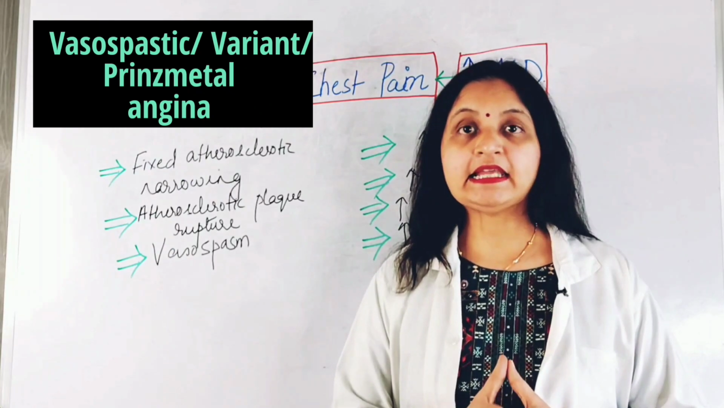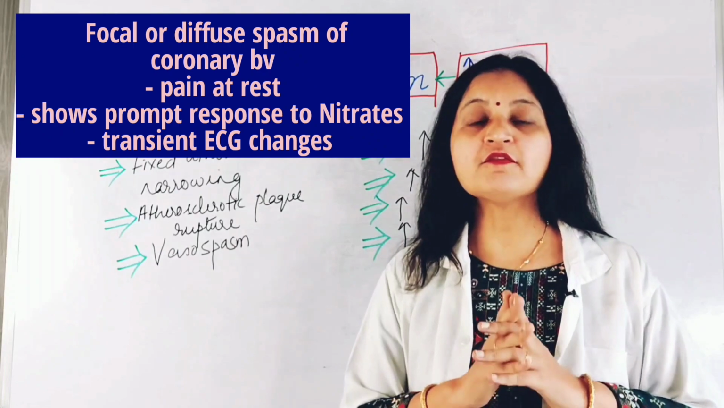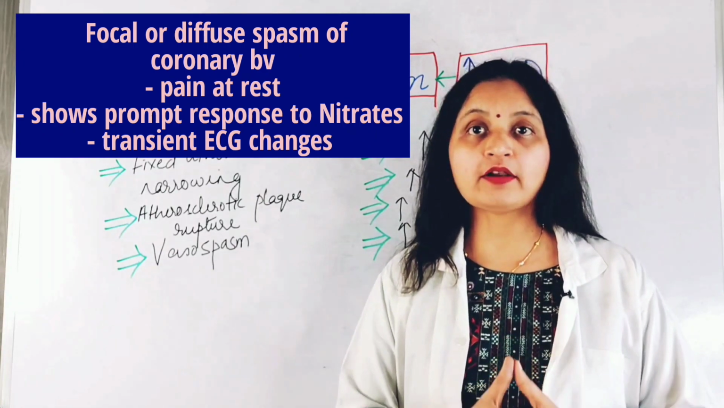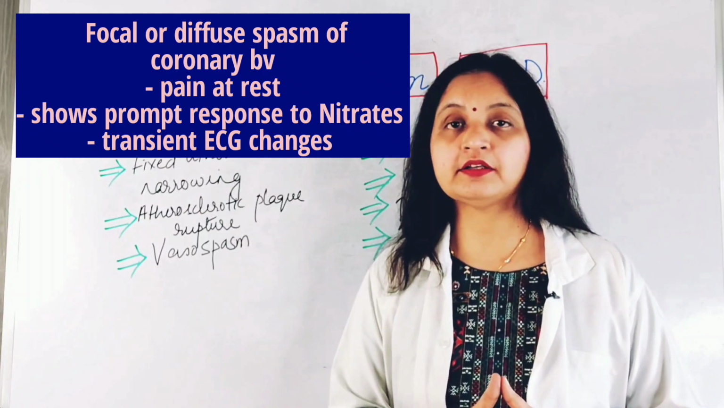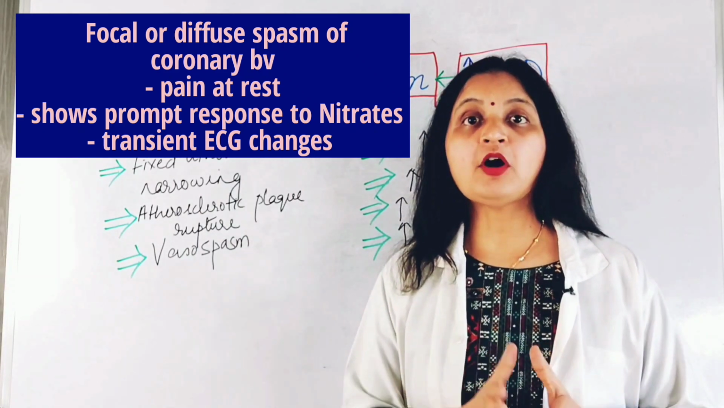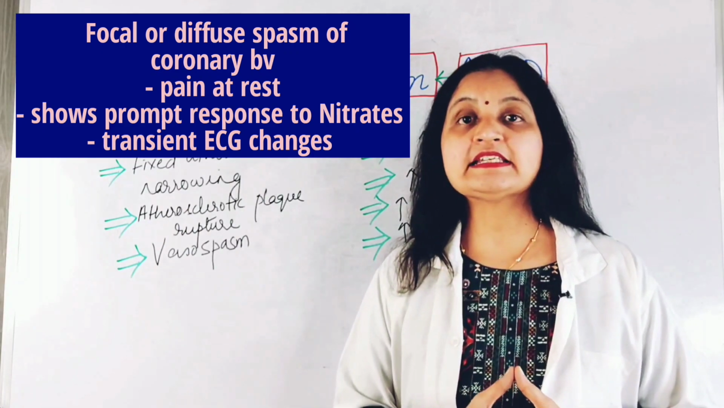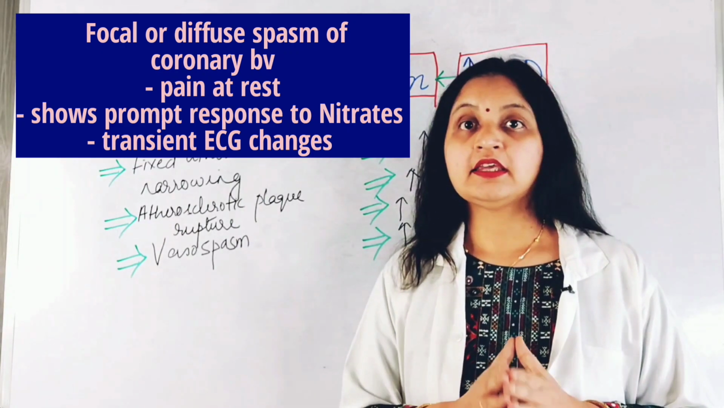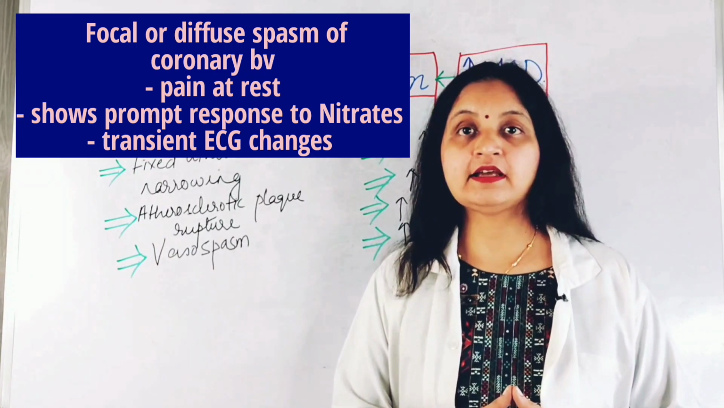So what about vasospastic angina or variant angina or Prinzmetal angina? Vasospastic angina, as the name itself suggests, occurs because of focal or diffuse vasospasm of a major coronary artery, thus reducing the blood supply to the heart. Because the normal amount of blood is not delivered to the heart, the patient experiences pain at rest. Here, the patient shows prompt response to nitrates.